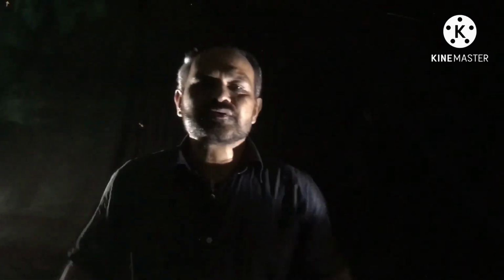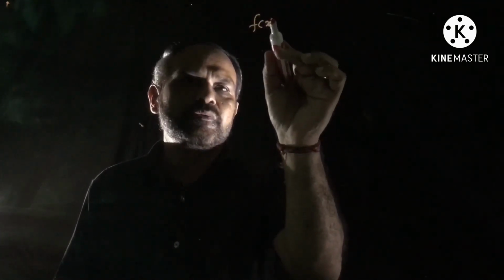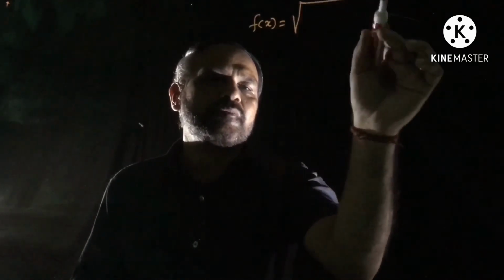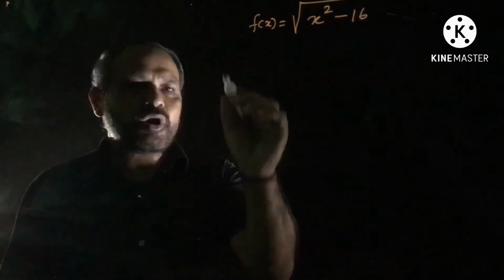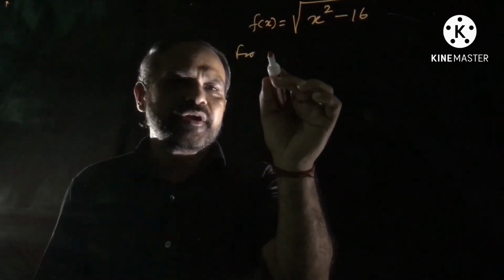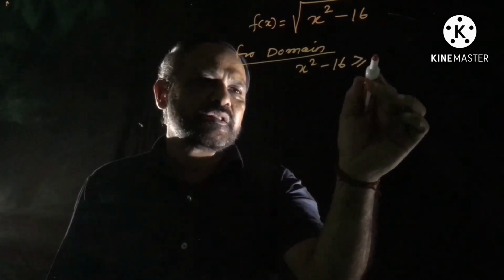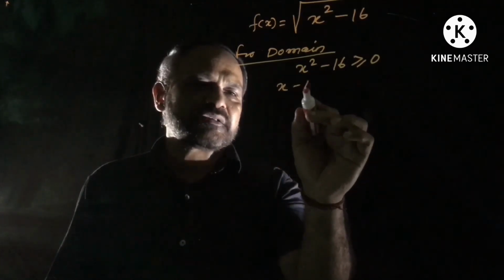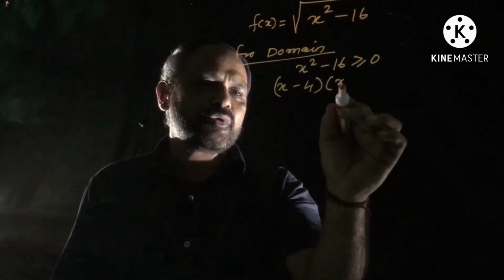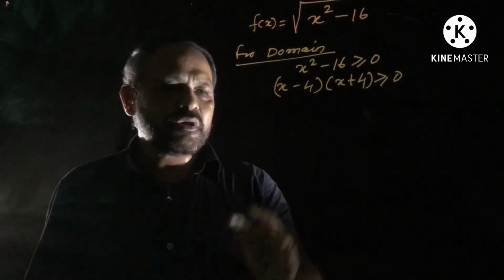In a similar process, we also find the domain of the function f(x) equal to square root of (x square minus 16). For the domain, we know that x square minus 16 must be greater than or equal to 0. This implies (x minus 4)(x plus 4) is greater than or equal to 0.